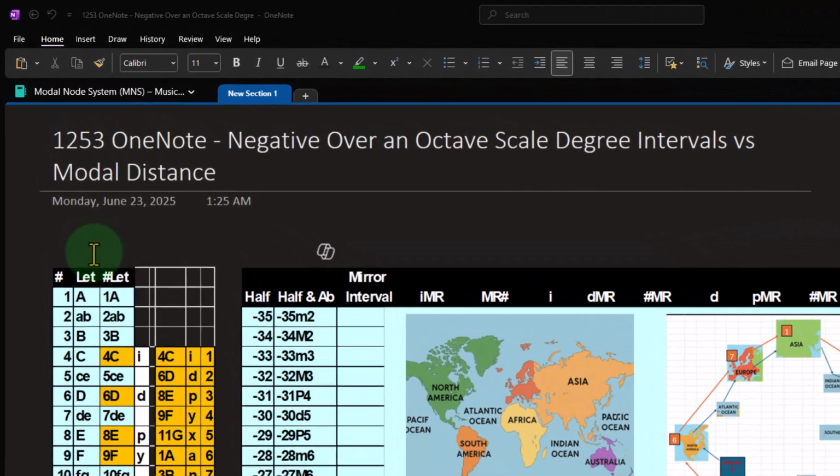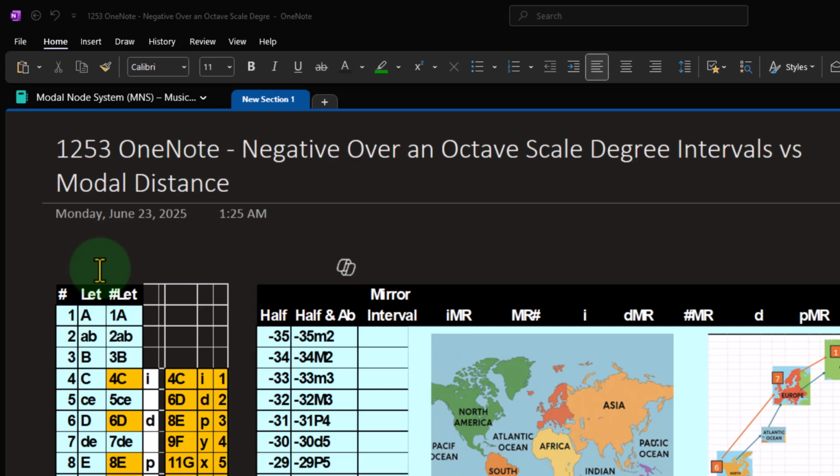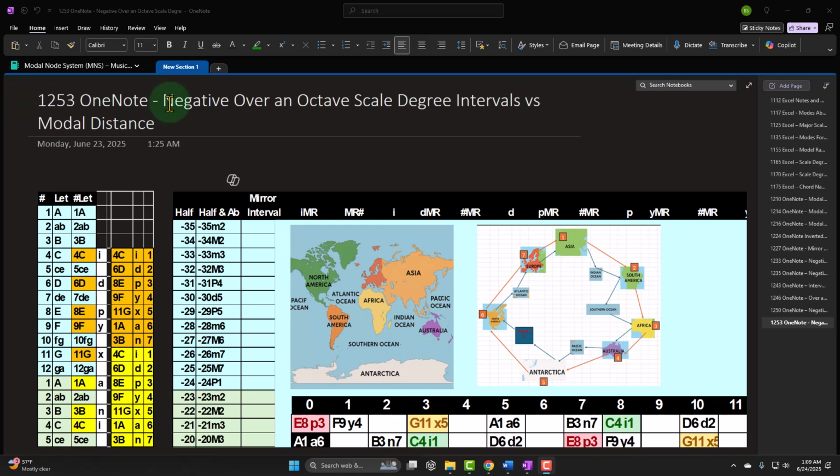You're not required to, but if you have access to it and would like to follow along, we're currently in the OneNote file of Modal Node System, MNS, Presentation 1253, OneNote, negative over an octave, scale degree intervals versus modal distance, list of presentations, which we plan on adding plenty more to shortly.